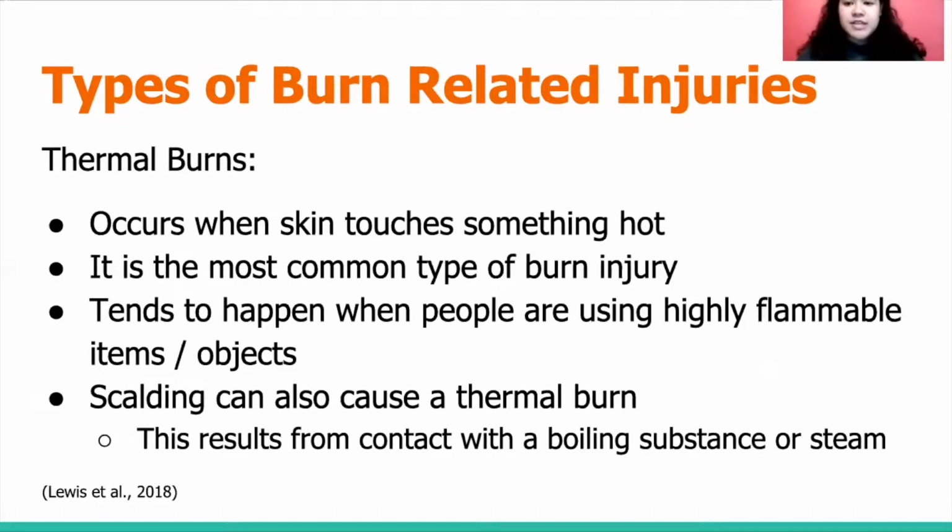So there are different types of burn-related injuries. One of them is thermal burns. This occurs when skin touches something hot, for example, a fire. It is the most common type of burn injury. This tends to happen when people are using highly flammable items or objects. Scalding is also a different type of thermal burn. This results from contact with a boiling substance or steam. The severity of the injury will depend on the length and degree of the heat of the exposure.